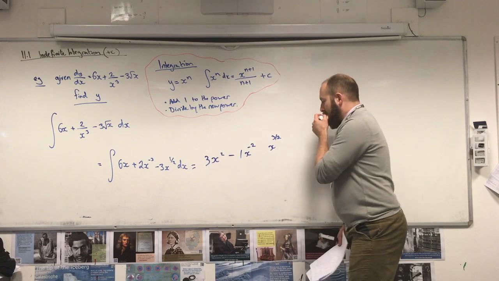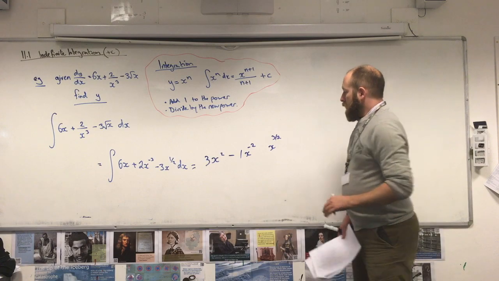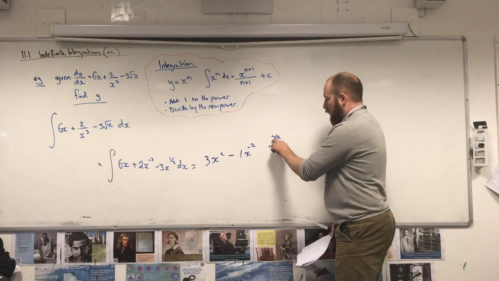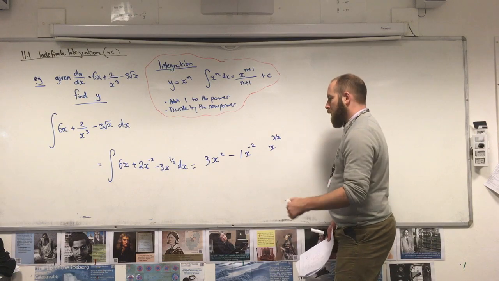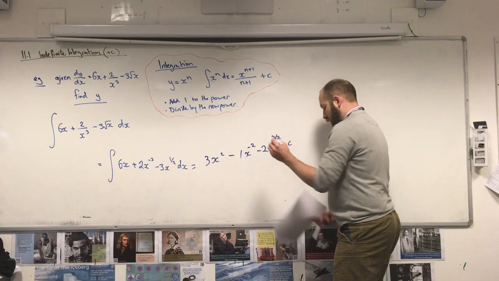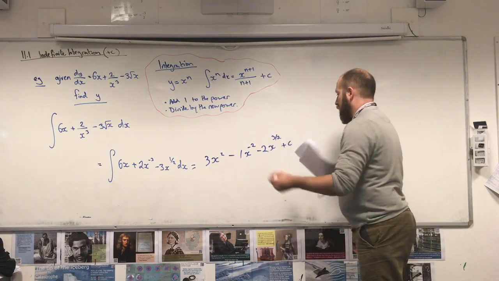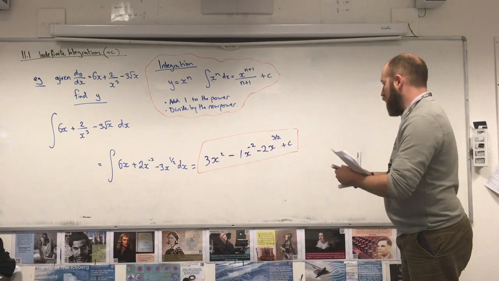Now dividing by a fraction is the same as timesing by the reciprocal as we learned before. So instead of dividing by 3 over 2, we can times by 2 over 3. So 2/3 times minus 3 leaves me with minus 2 x to the half plus c. So there is the answer to our integral.